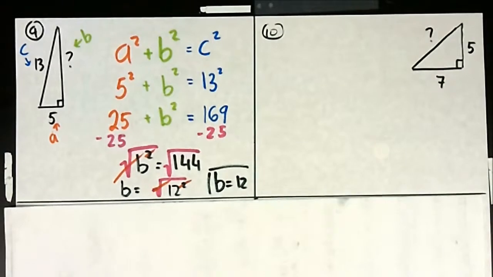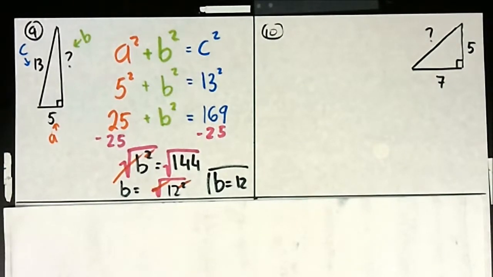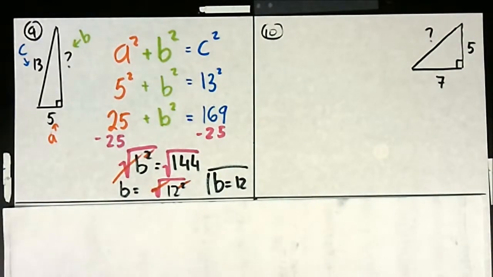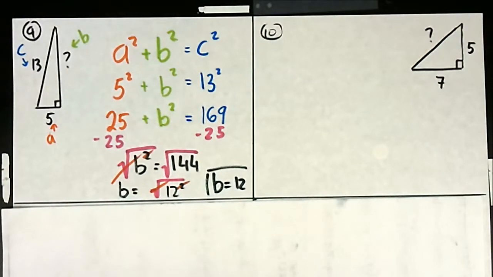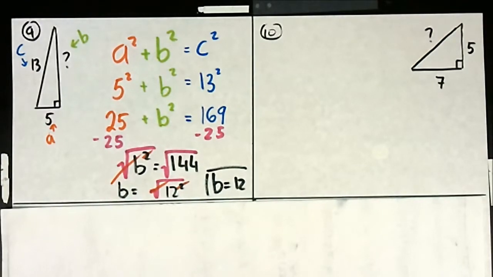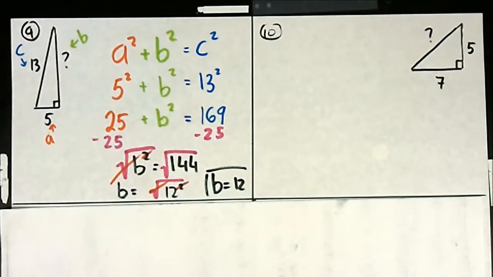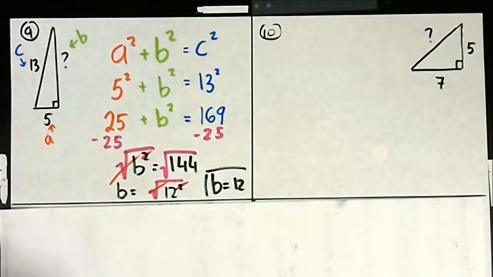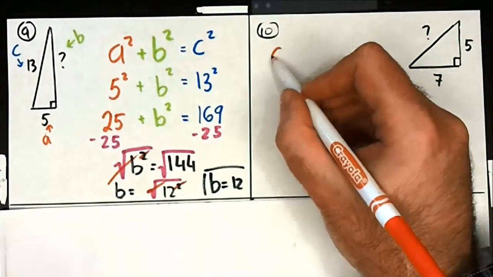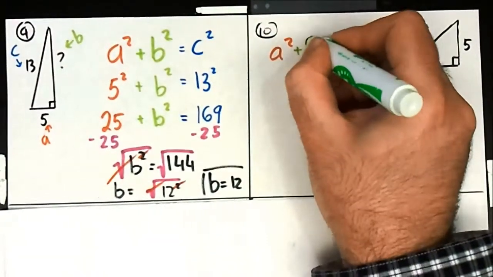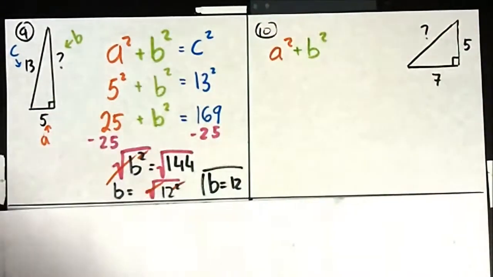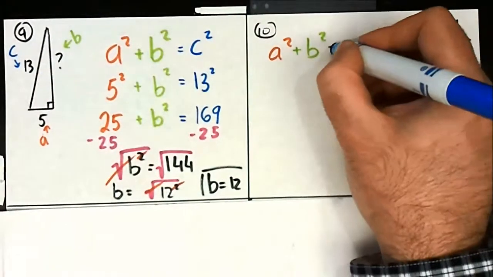Number 10 is very similar. Again, you're asked to find the missing side. That's not a problem for us at all. So let's go ahead and do that. Let's find the missing side. First, I'm going to write down the Pythagorean Theorem. And again, you will get this memorized. It's one of the easiest formulas in math to memorize.